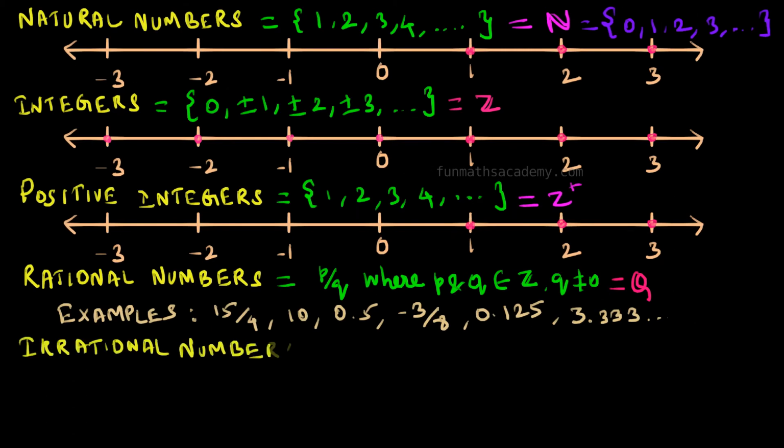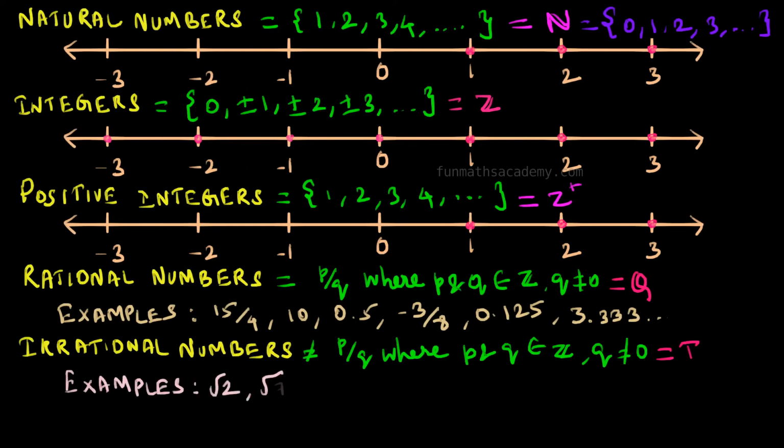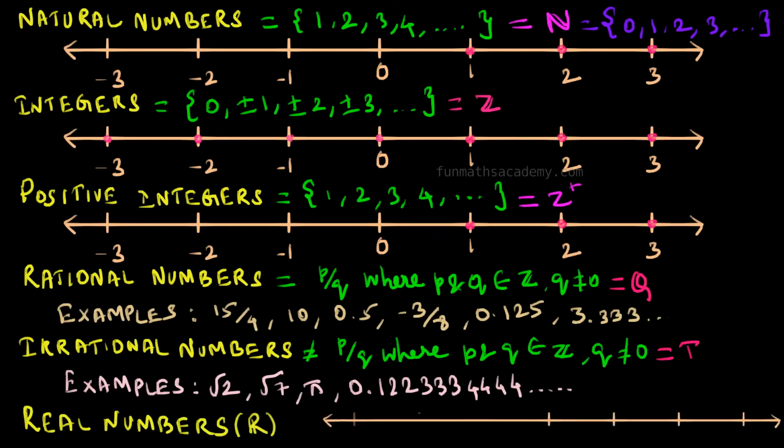Those numbers which cannot be written in the form p by q are called irrational numbers. Examples of irrational numbers are square root of 2, square root of 7, pi, and so on. Non-recurring and non-terminating numbers fall into this category. Since pi is non-recurring and non-terminating, pi is an irrational number. The set of all numbers on the real line are called real numbers and is denoted by R.